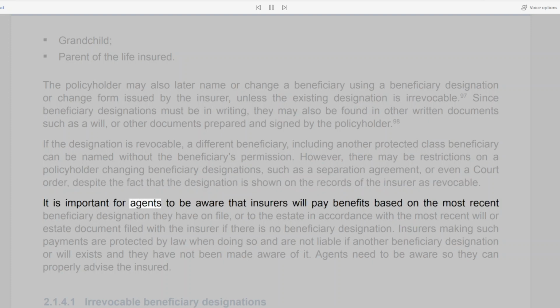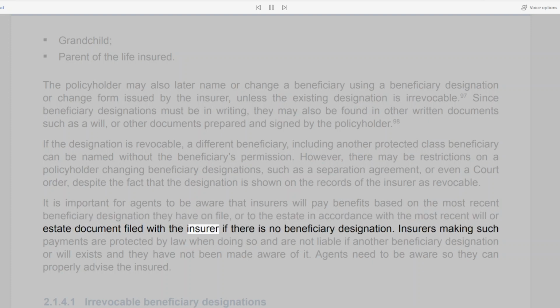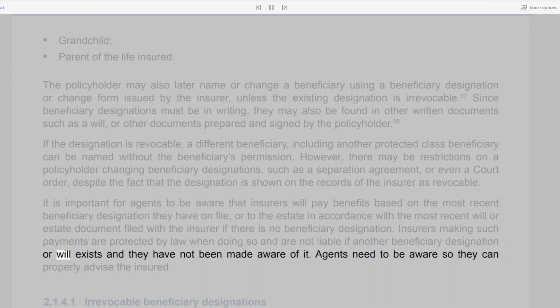It is important for agents to be aware that insurers will pay benefits based on the most recent beneficiary designation they have on file, or to the estate in accordance with the most recent will or estate document filed with the insurer if there is no beneficiary designation. Insurers making such payments are protected by law when doing so, and are not liable if another beneficiary designation or will exists, and they have not been made aware of it. Agents need to be aware so they can properly advise the insured.